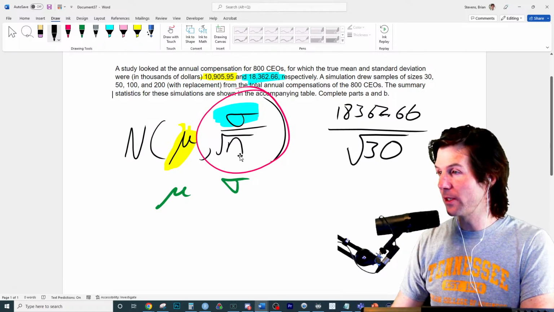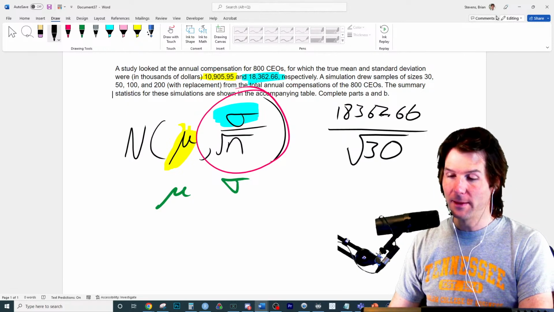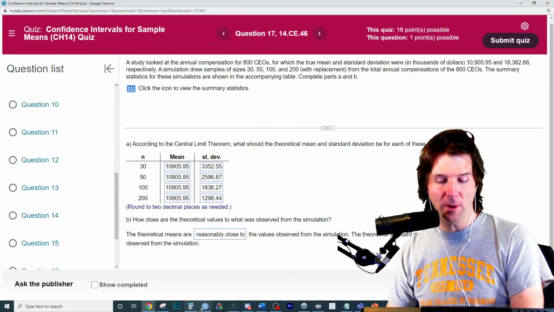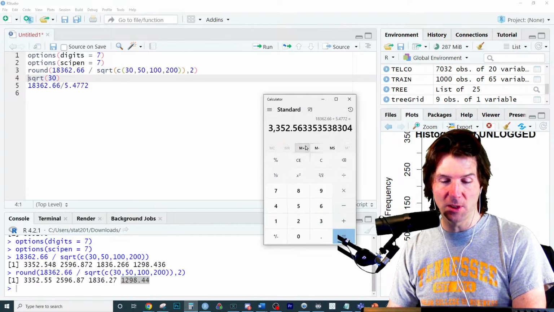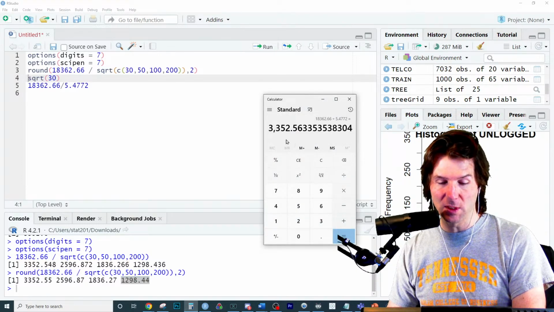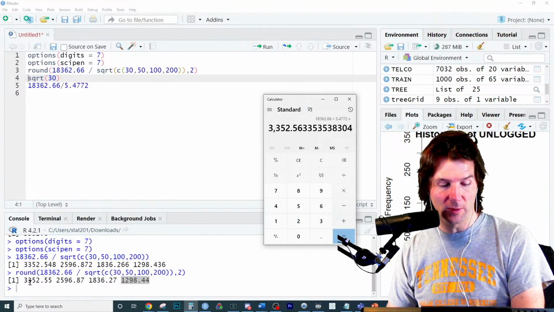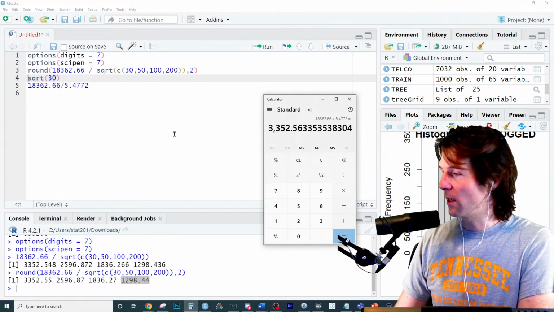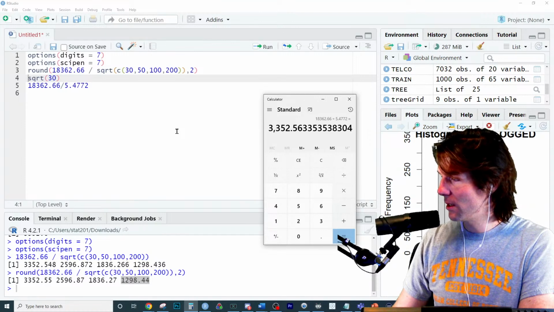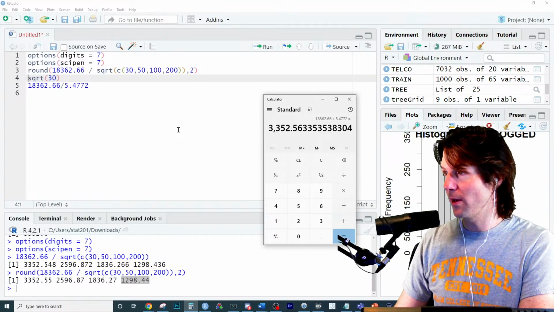And then the standard deviation gets smaller by the factor of square root of n. And then just make sure you type everything in the right way. So I use software to do it to get the exact answers, but you can just type it into the calculator. As you can see, there's the first answer right there, 3,352.56. It'll give it to you with the decimals, but R is going to carry more. Ban this question. No, that's a real question right there.